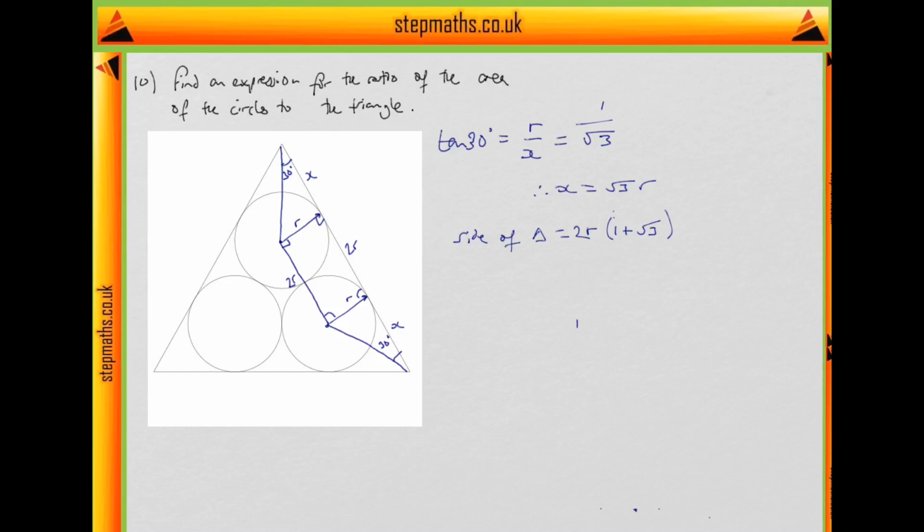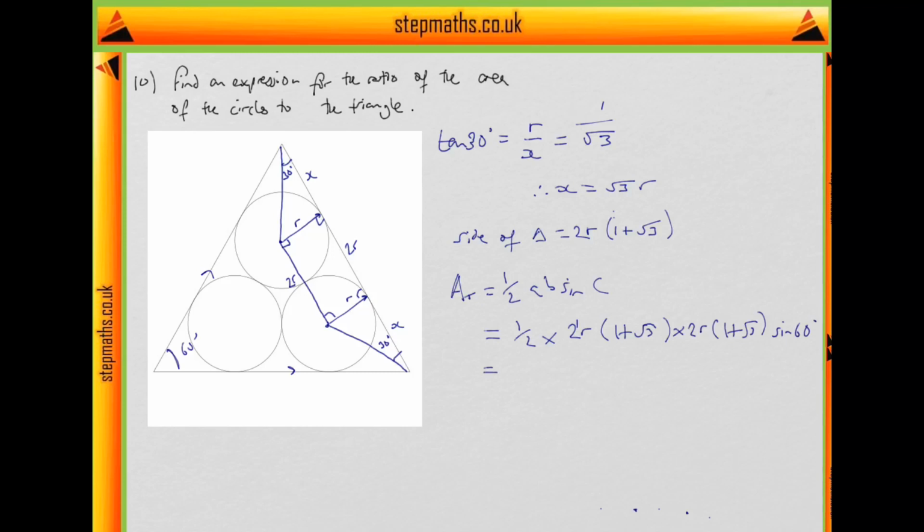So how can we find the area of our triangle? Well, the area, we'll just call that A triangle, is equal to half ab sine C, where a and b are adjacent sides and C is the angle in between. Well, we know this is 60 degrees, we have this length, and we have this length, they're both the same, just an equilateral triangle. So that's 1/2 times 2r(1 plus root 3) times 2r(1 plus root 3) times sine of 60.